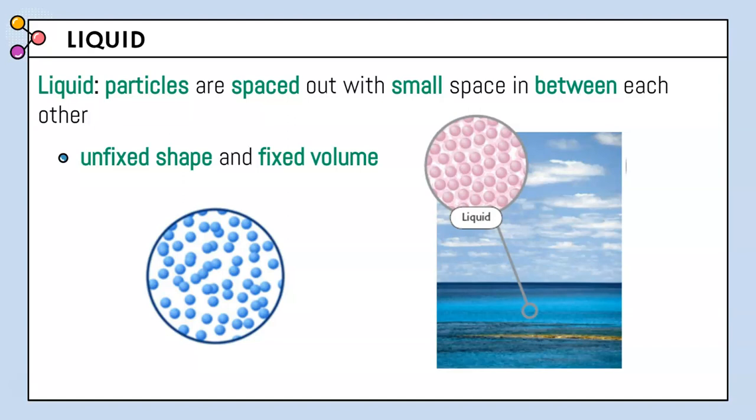Now we change the shape from a pitcher shape to a cup shape, but it's the same lemonade, still the same amount of lemonade, just in different containers. That's why liquids have a fixed volume.